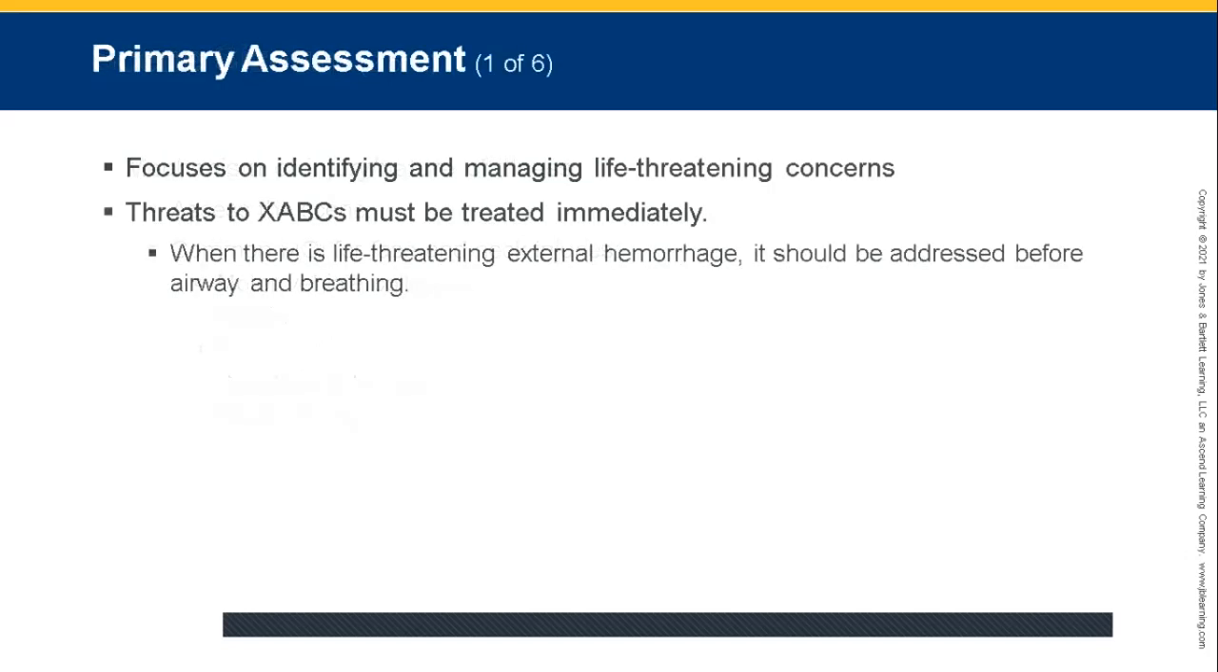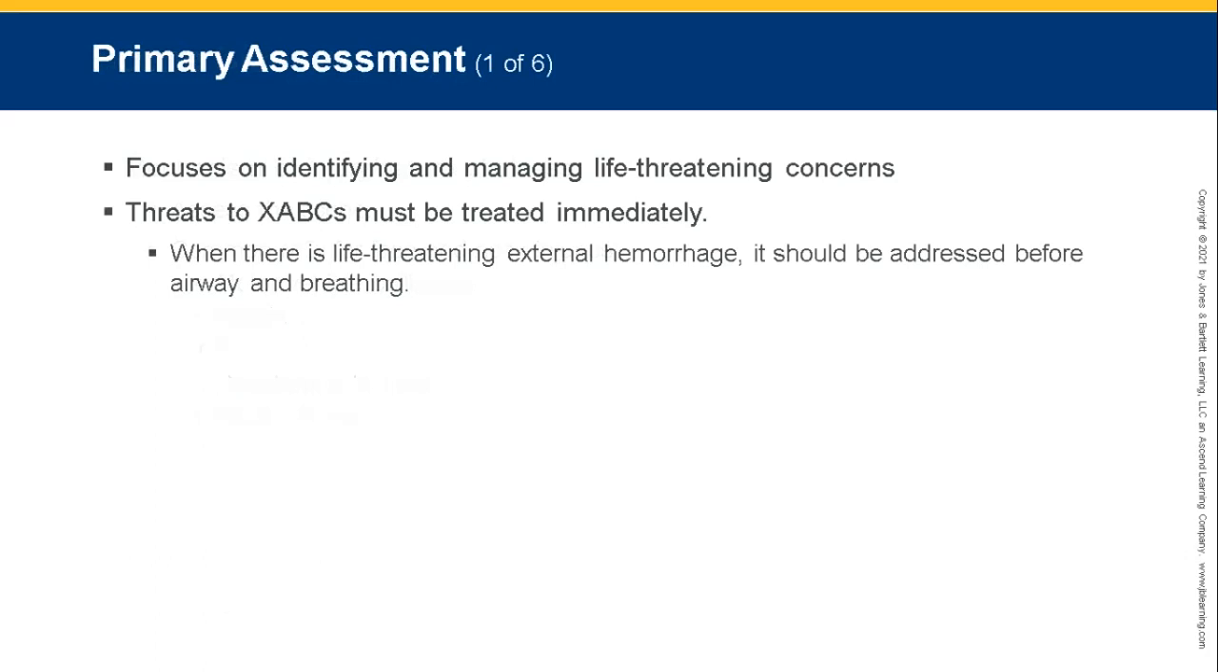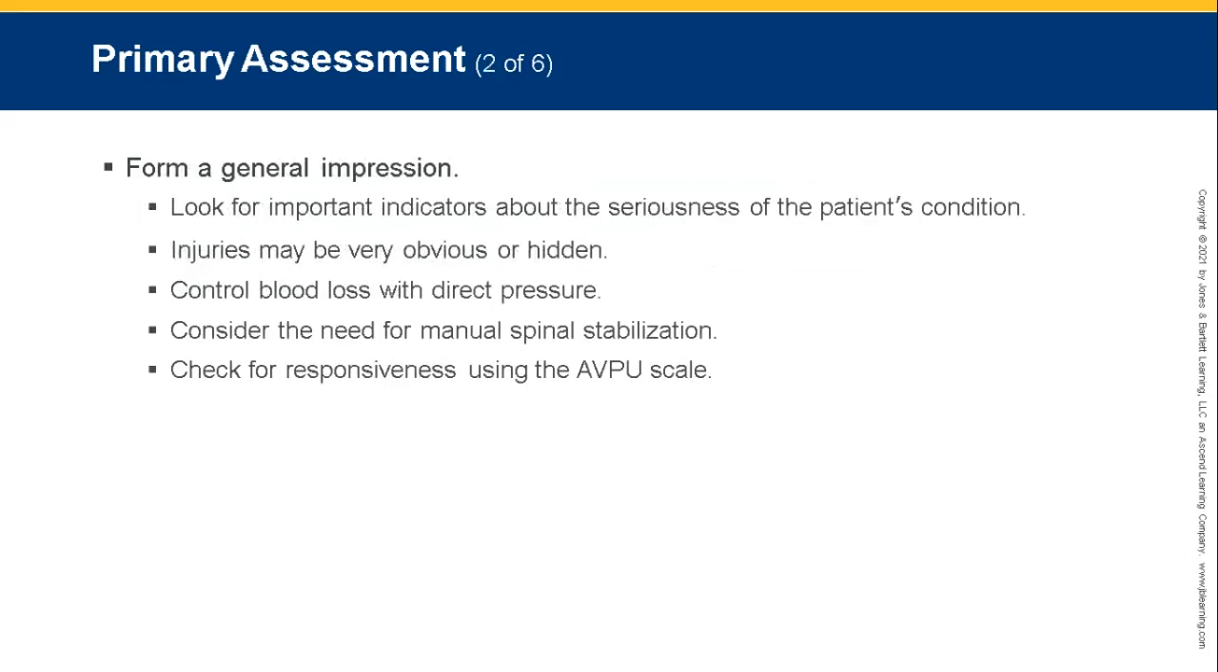blunt trauma. Once we have completed the scene size up, the next phase of the assessment is the primary assessment. It focuses on identifying and managing life-threatening concerns. Threats to XABCs must be treated immediately. When there is life-threatening external hemorrhage, it should be addressed before airway and breathing. Form a general impression of the patient and the environment. Look for important indicators about the seriousness of the patient's condition.